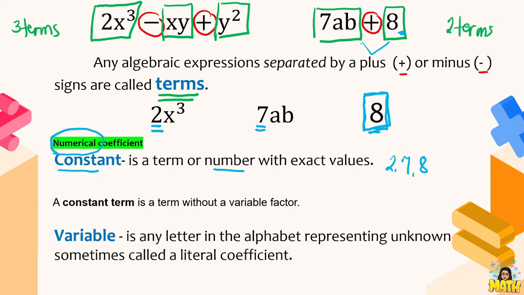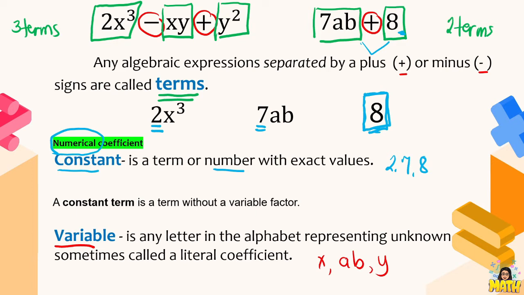So ano nga ba ang variable? It is any letter in the alphabet representing an unknown, sometimes called a literal coefficient. So, a variable is simply a letter. Pwedeng kung anumang letters sa English alphabet, but usually, ang ginagamit natin is yung X, Y, Z, or AB. Kaya naman kung mapapansin nyo, laging hinahanap ang X because X is usually the variable that we use to represent the unknown. So, the variables here are X and AB. We also have here Y. Pag nakakita kayo ng letter, ang tawag doon is the variable.